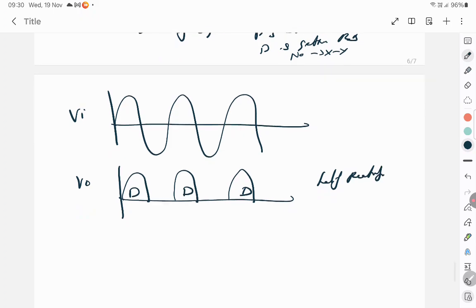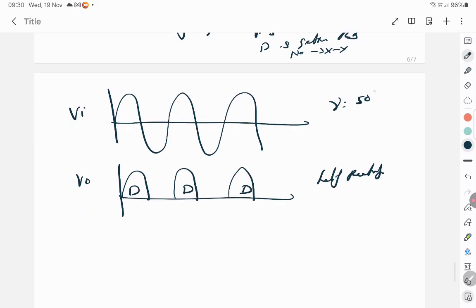Correct? And so they say the frequency of the input voltage is 50 Hertz. 50 Hertz is 50 oscillations about the mean position per second. This is one oscillation about the mean position, and this is also one oscillation about the mean position for one time period. Can you see? So the frequency remains the same for a half wave rectifier.